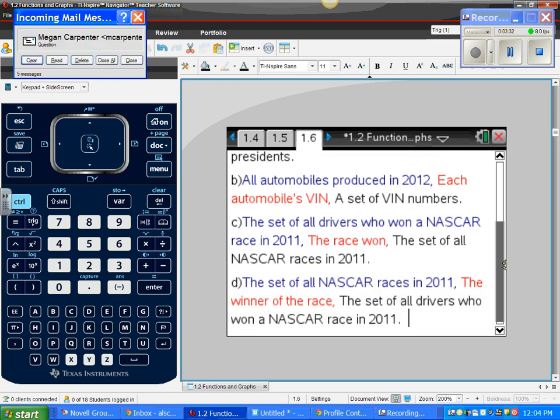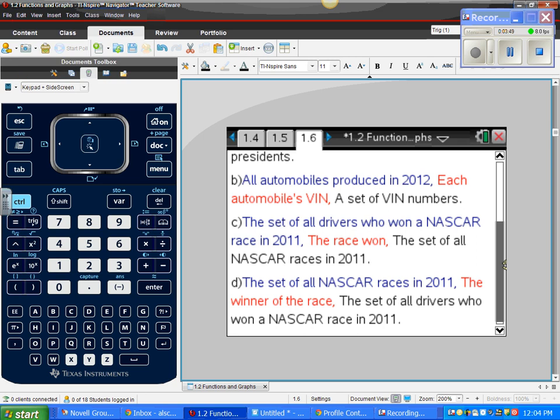All automobiles produced in 2012, each automobile's VIN number, so that is your correspondence, and a set of VIN numbers is going to be your range. This correspondence is also a function because each automobile has exactly one VIN number. Okay, they don't make the same VIN number for multiple vehicles. It goes from one car to one VIN number.